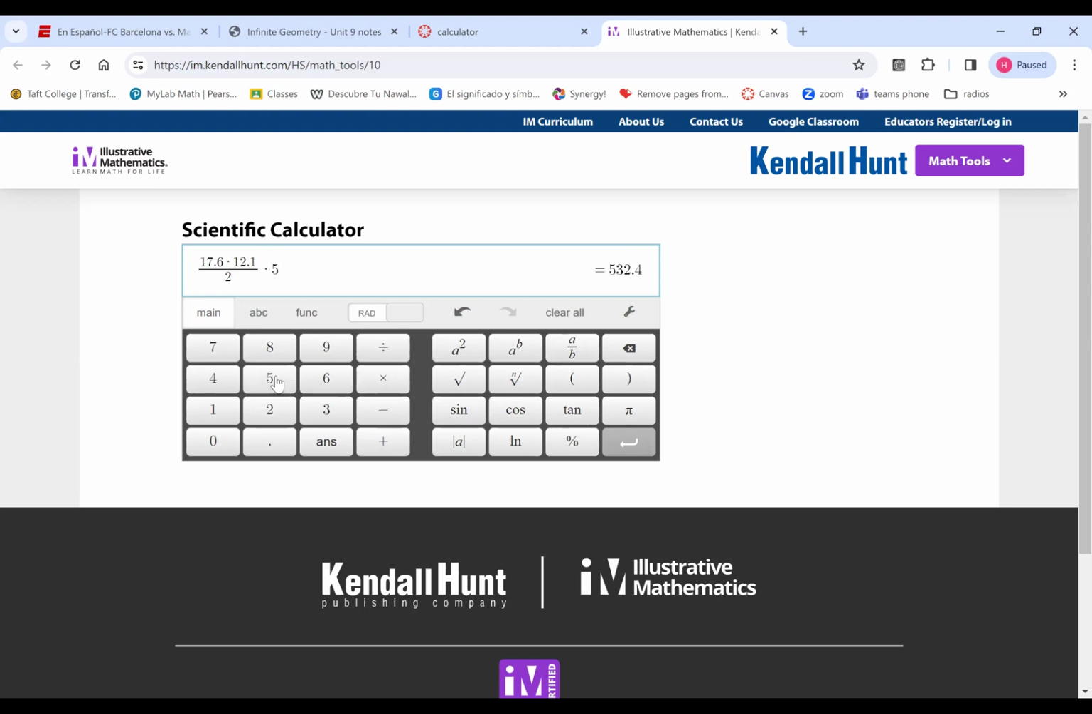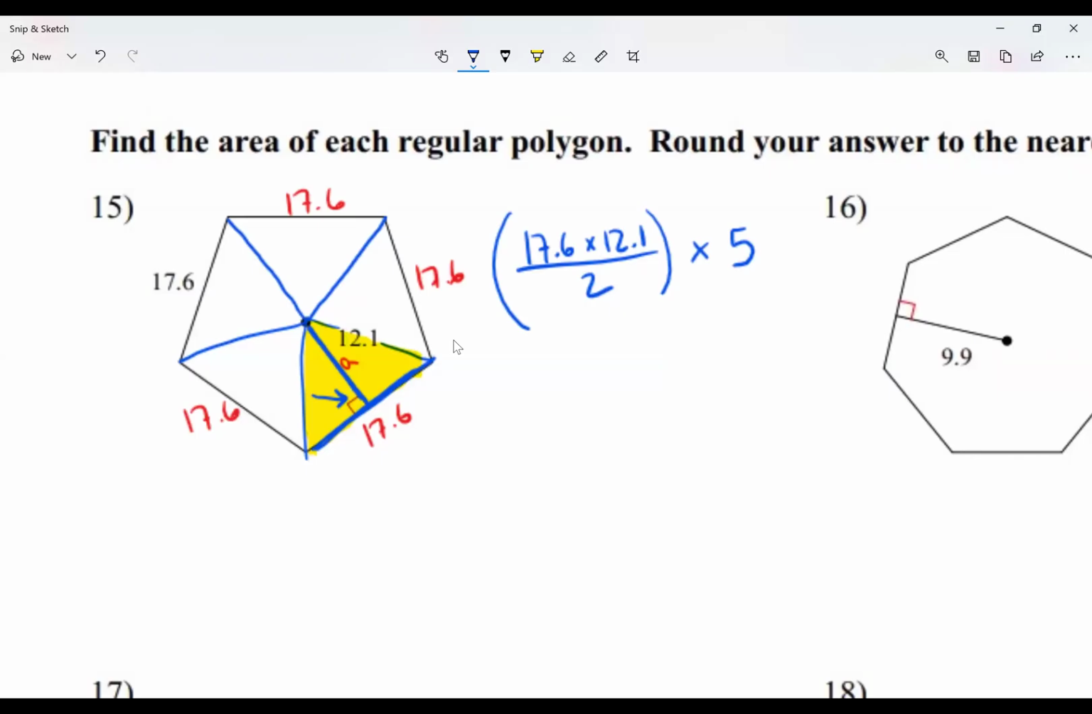You guys see what I did? So notice how I typed it in all at once. I went 17.6 times 12.1 divided by 2, which is one triangle. And then I multiply the whole fraction by 5. And it gives me 532.4. Okay, so that's it. My answer is 532.4.